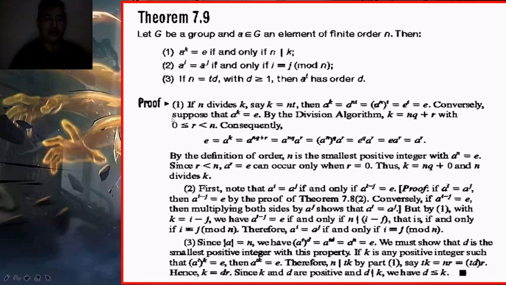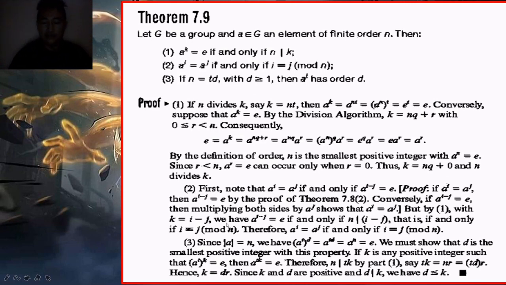So, R can occur only if R is 0. Then A to the 0 is equal to E, right? Okay. Thus, K is equal to NQ plus 0. So R is 0, and K is equal to NQ. Meaning, if K equals NQ, therefore N divides K. We have shown that N divides K.